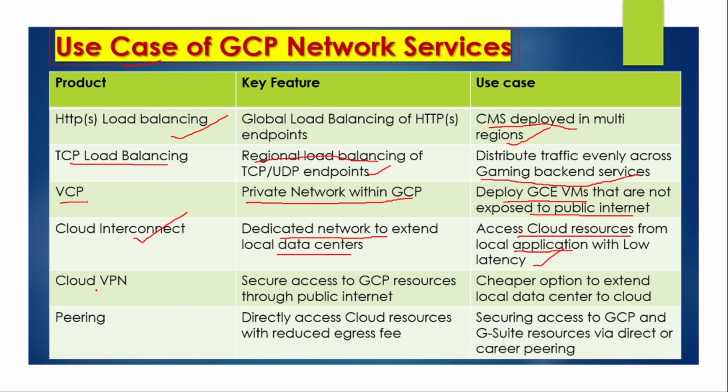That's the use case. Then we also discussed about this Cloud VPN, where if you want more cheaper options for extending your local data center, in that kind of scenarios, you can use this Cloud VPN, and that is secure access to GCP resources through public internet. And we also discussed about this peering, wherein you can directly access the cloud resources with reduced egress fee. So this is the more cheaper option. Wherever you have a one-way communication, in that kind of scenarios you can use this peering. All right, so these are the use cases, and that's it for this section here.